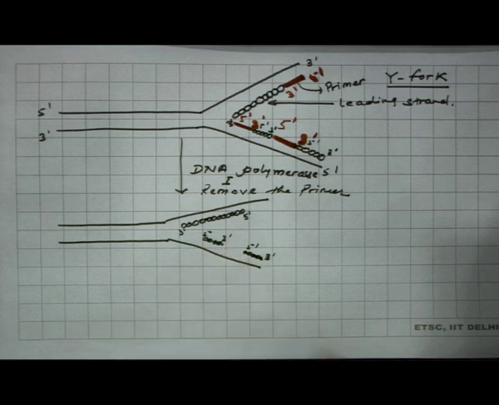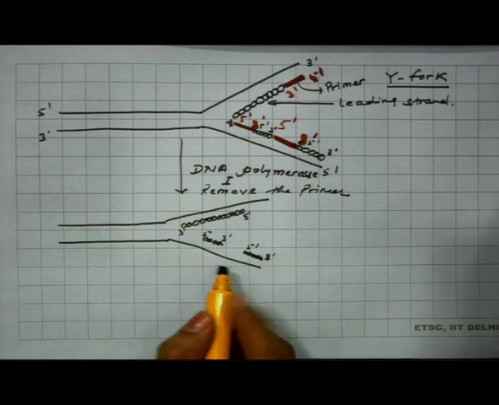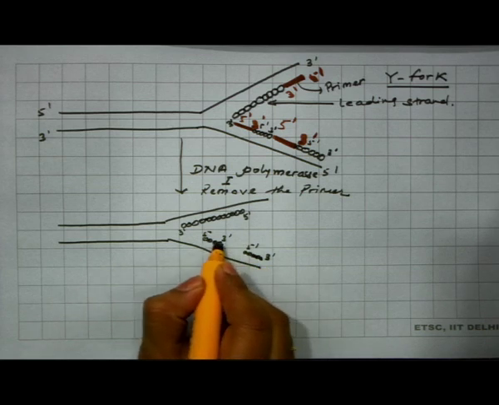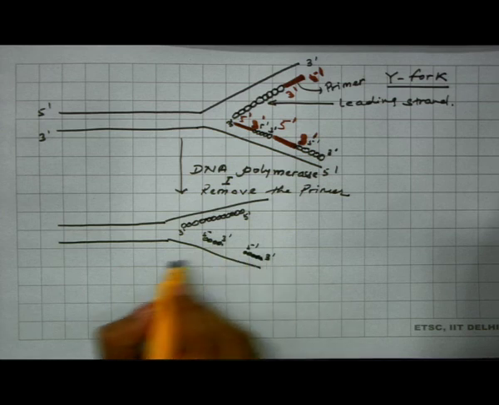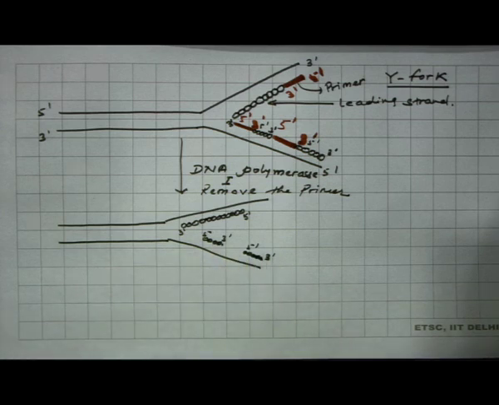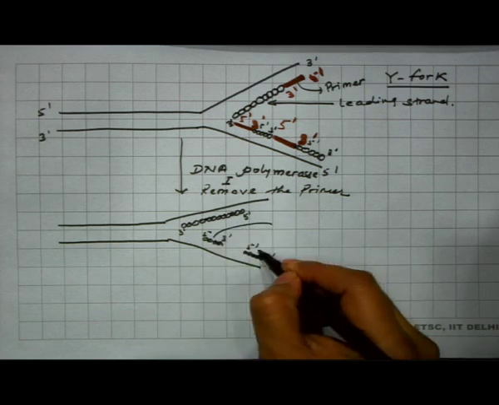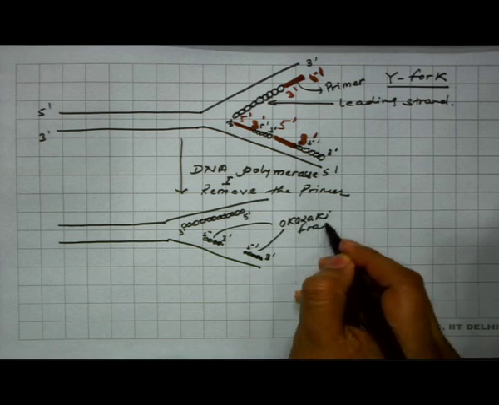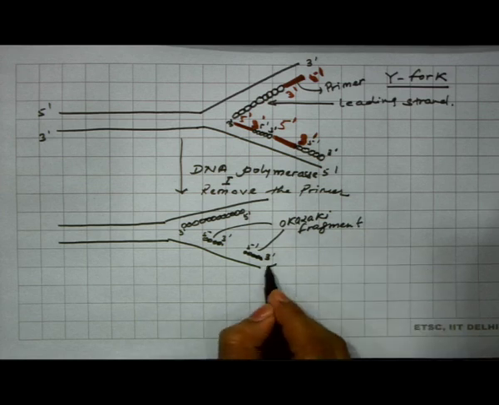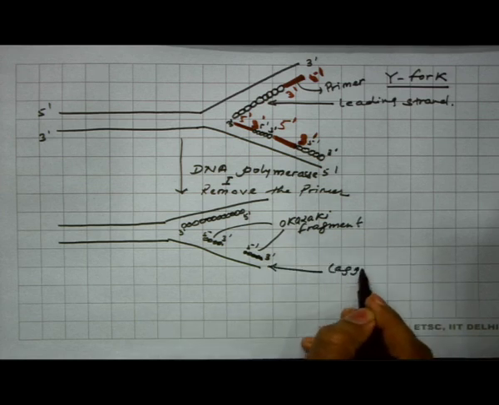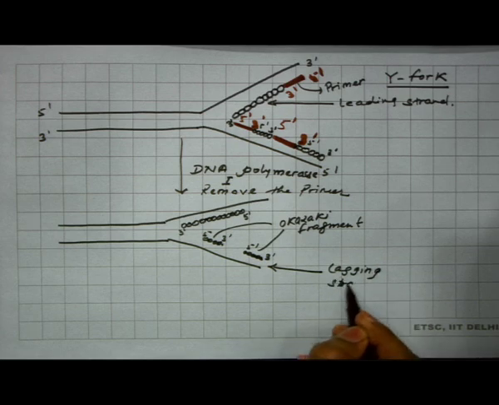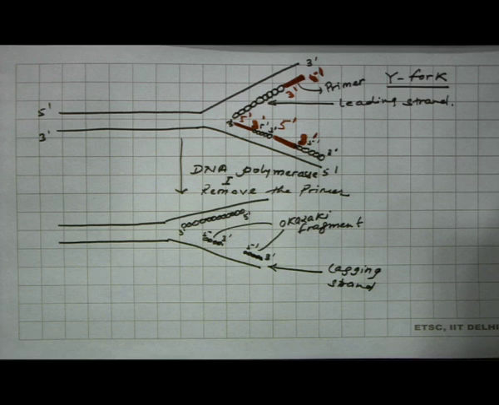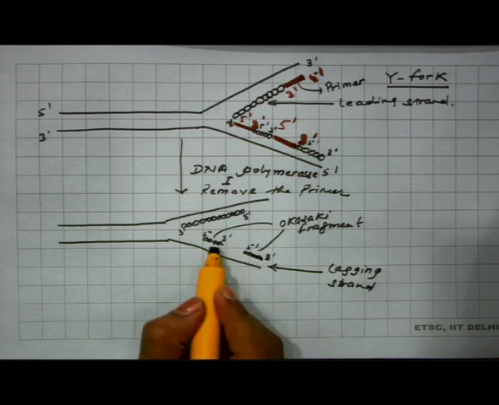Now, these gaps will be filled up by DNA polymerase 3, taking the free 3' end of this newly synthesized DNA, and these newly synthesized DNA fragments are called Okazaki fragments, and this strand is called the lagging strand. Now, these Okazaki fragments will give a free 3' end to the DNA polymerase to fill the gap.